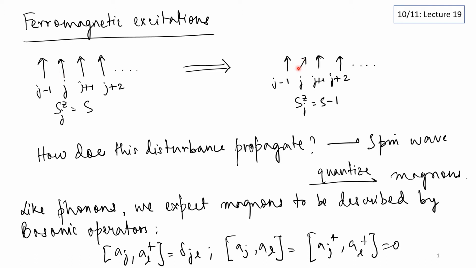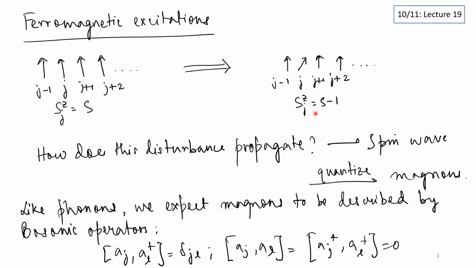Now, if it is S equals half, there are only two options, so I can only have it up or down. But in general, if I have a large spin system or any general spin, not just half, then there will be 2S plus 1 orientations. So I can just simply change it. So I can lower it a little bit at the jth site.